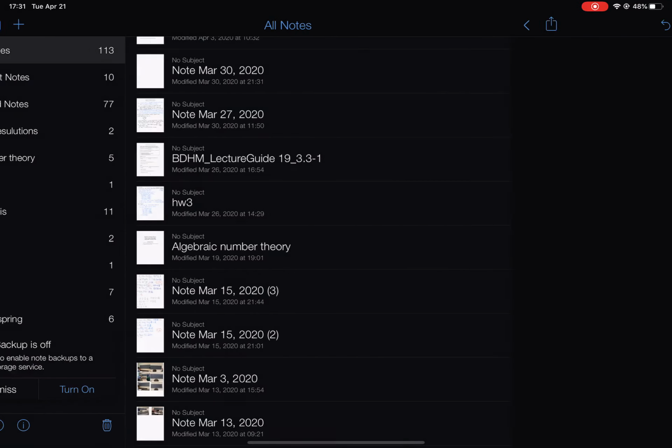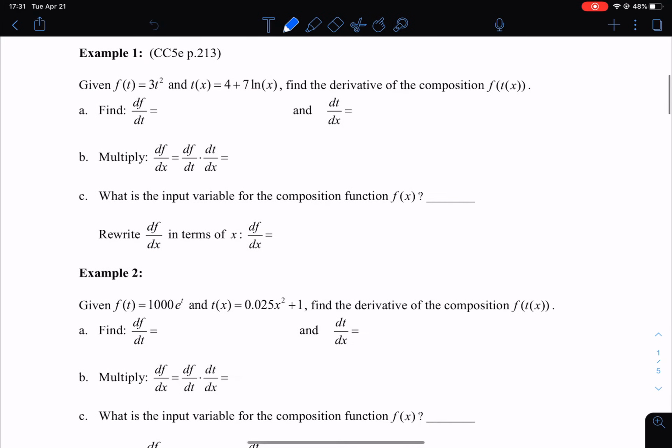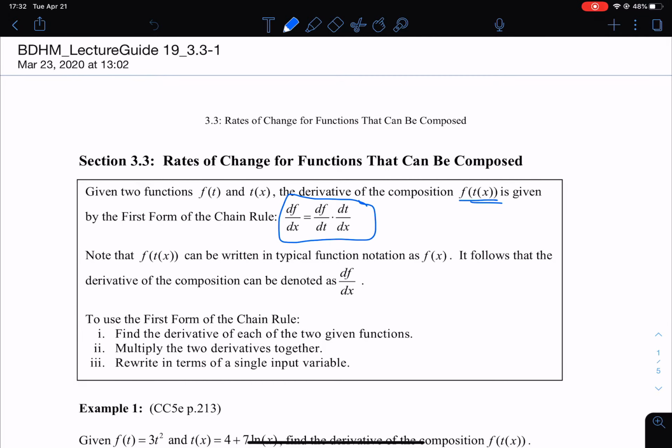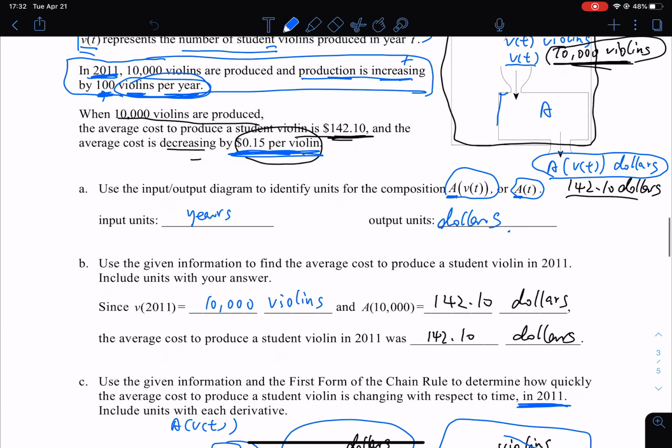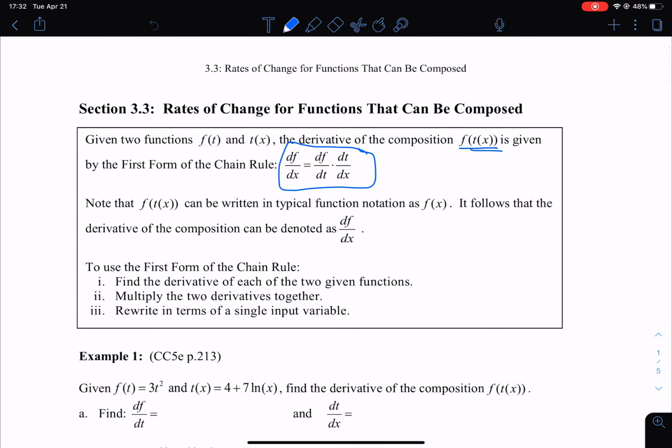And let's see section 3.3. All right, section 3.3 is the derivative for the function composition. So for example, if we are given f of t and t of x, and asked what is the derivative of f of t of x, this is the first form of the chain rule: df dx is just df dt multiplied by dt dx.